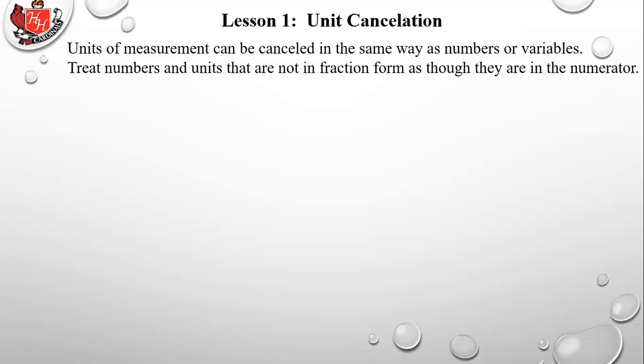Okay, units of measurement can be canceled in the same way as numbers or variables. Treat numbers and units that are not in fraction form as though they are in the numerator. And so you'll see an example of that here coming up. So a unit of measure is simply the word or abbreviation that comes after a number that tells you what it is. So I used the example in class.